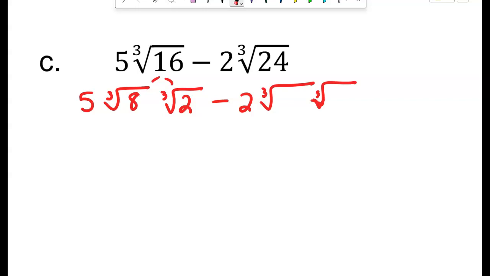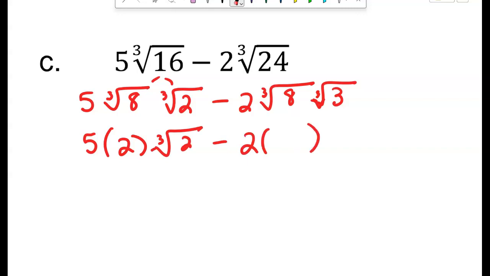A perfect cube that is a factor of 24. 8. At least that's nice. Okay, now we're going to do our simplifying. All right, what's the 5 times the cubic root of 8? What's the cubic root of 8? 2. And we've got times the cubic root of 2. Minus 2 times the cubic root of 8. What's the cubic root of 8 again? You guys told me it was 2. So 2 times the cubic root of 3.